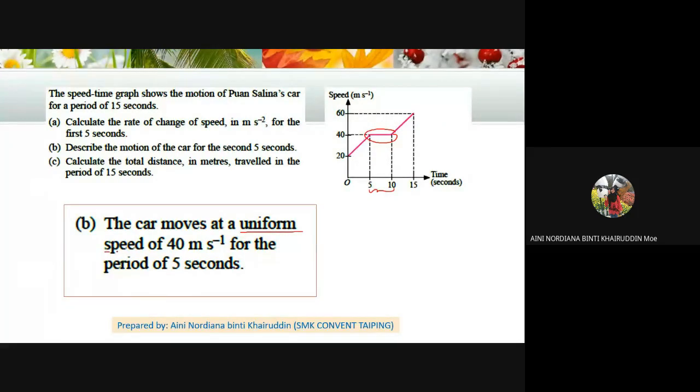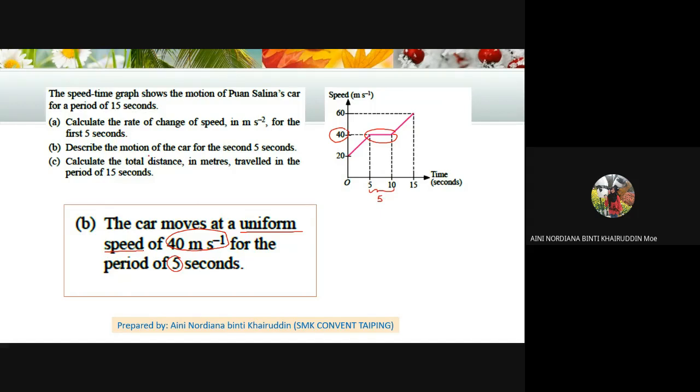Tapi macam biasa kalau describe mesti letak speed and time. Distance tak perlu, sebab kalau you nak letak distance, you kena cari pula area under the graph. So the car move at a uniform speed for 40 meter per second for the period of 5 seconds.